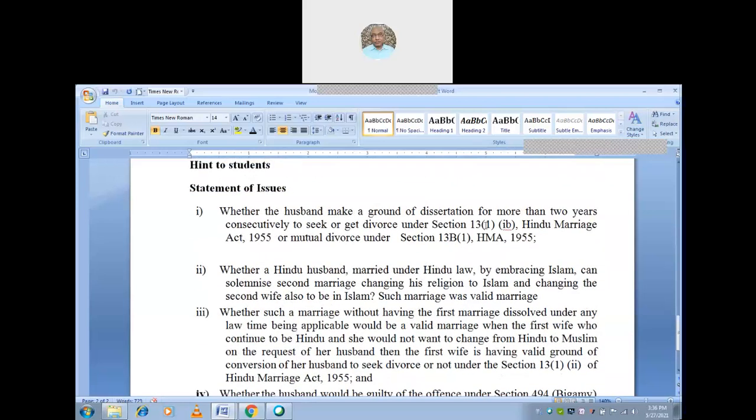And here the issues I made, because if you make one issue, you make 2 issues, there is no uniformity. That is why the examiner itself will give the number of the issues. Here I give the issues because yesterday I gave on my YouTube the total description about the facts of the case. Now here in the statement of the issues, I repeat it: whether the husband makes a ground of desertion.